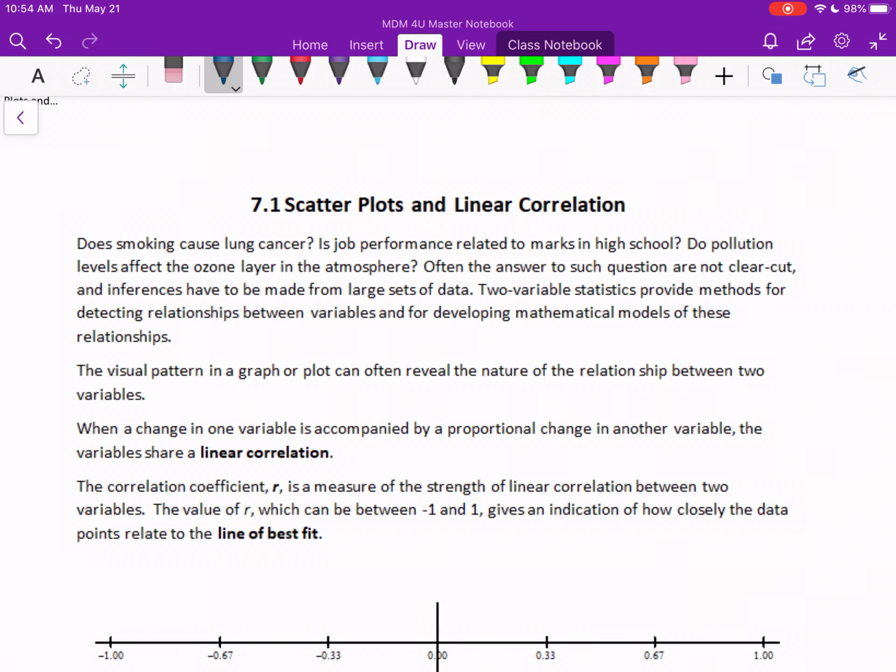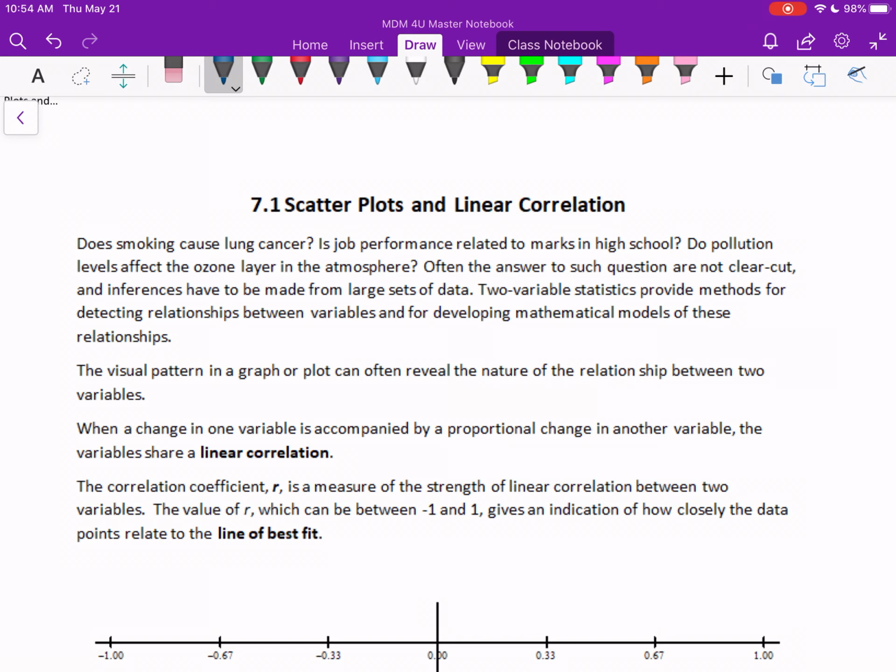In Unit 7, we're going to start looking at two variable relations, two variable statistics. Everything we've done up till now has been one variable statistics, things that we could calculate the mean, median, and mode of, things that we could do a one variable graph of, normal distribution, just different types of distributions. Now we're going to start looking at how two variables can affect each other.